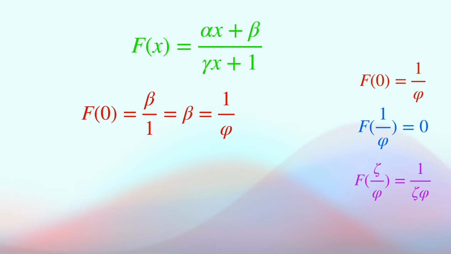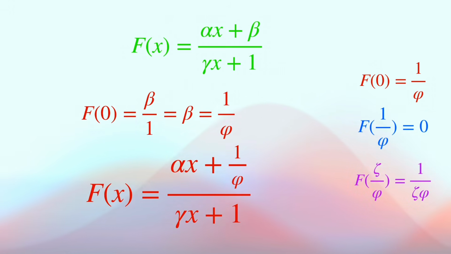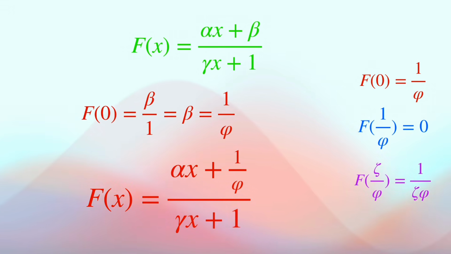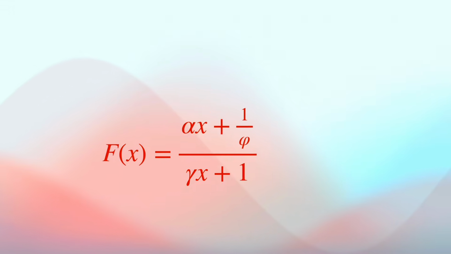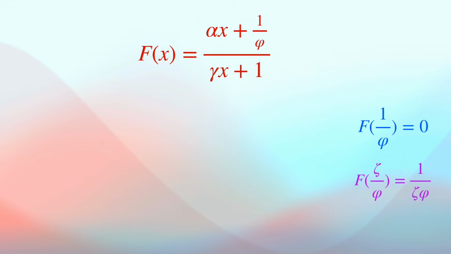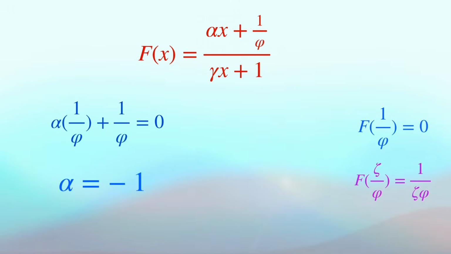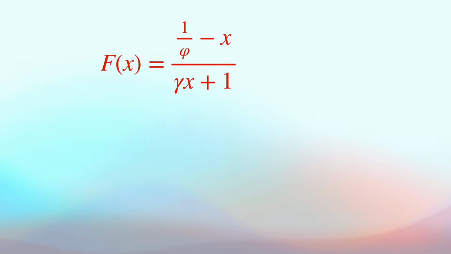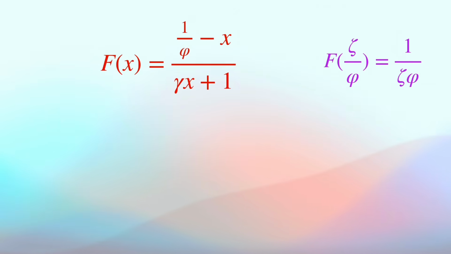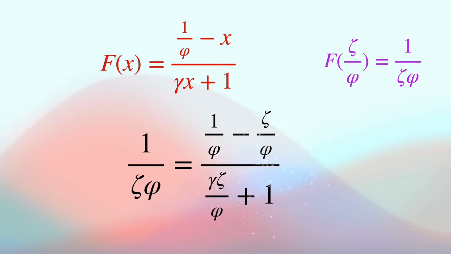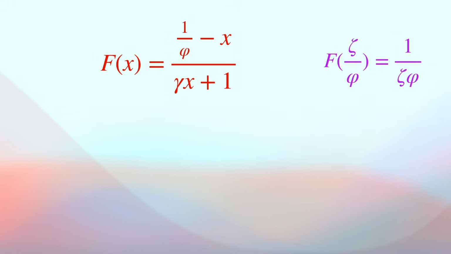So f of 0 is equal to 1 over phi, which is equal to beta, and thus we can refine our map to read as follows. Now we have 2 coefficients to determine. Taking our second image point, we're going to determine alpha, and alpha here will turn out to be negative 1. So now refining our map by inputting that value, we have one more coefficient to find, gamma, and using the third image point for f, we can determine that value with a little bit of algebraic manipulation.